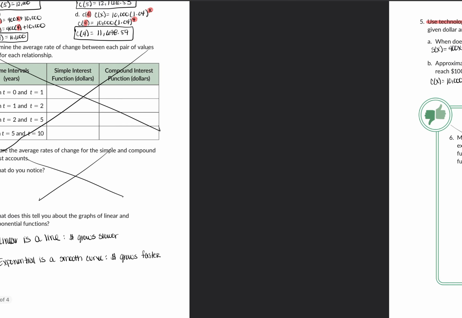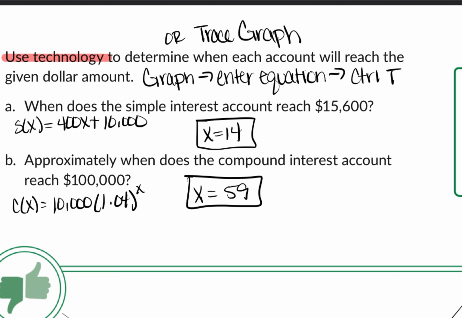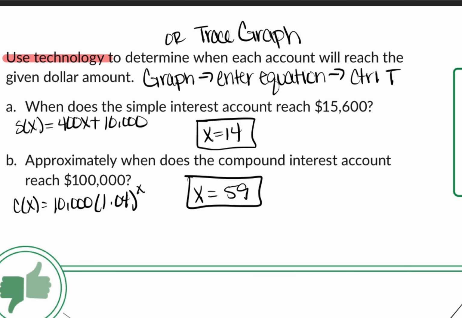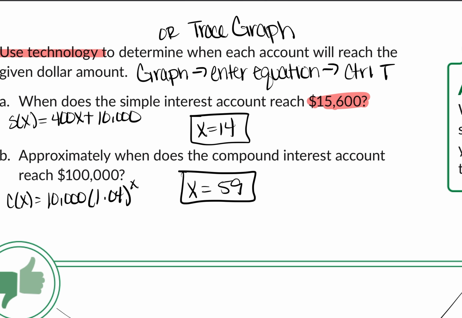And lastly, here you would just graph them. You would click enter. You would click Control T. You would scroll down because this is where your Y is. So when your Y reaches 15,000, what is your X? On the table, you would see your x is 14. The second one would be exponential. Your x would be 59.